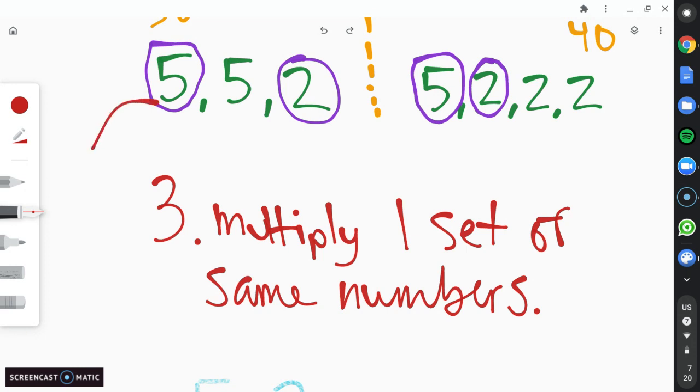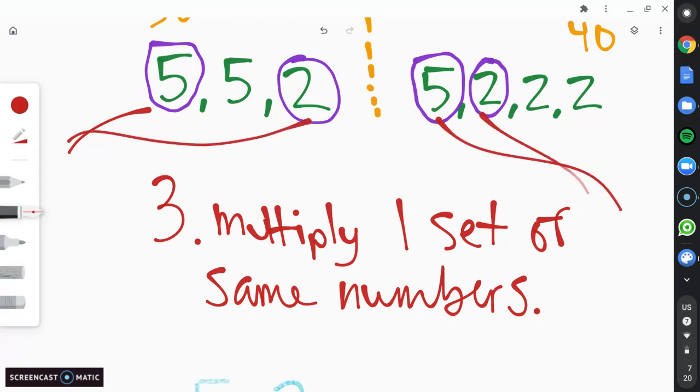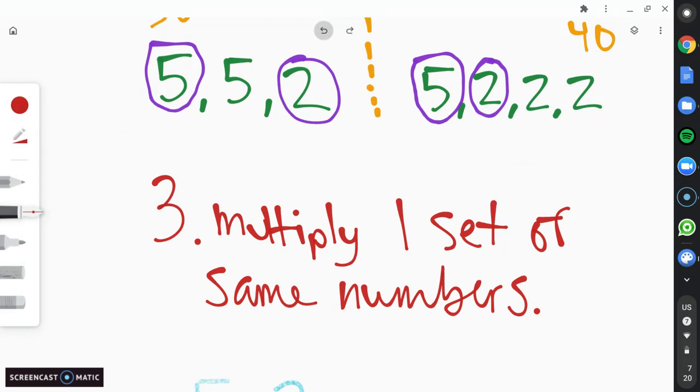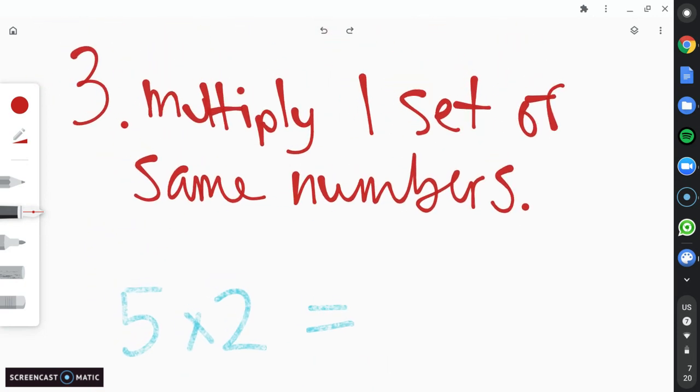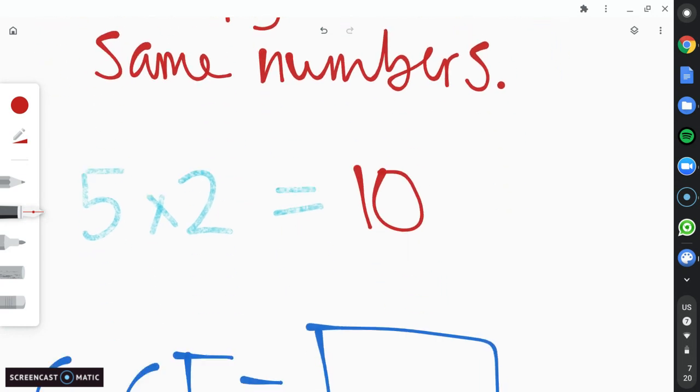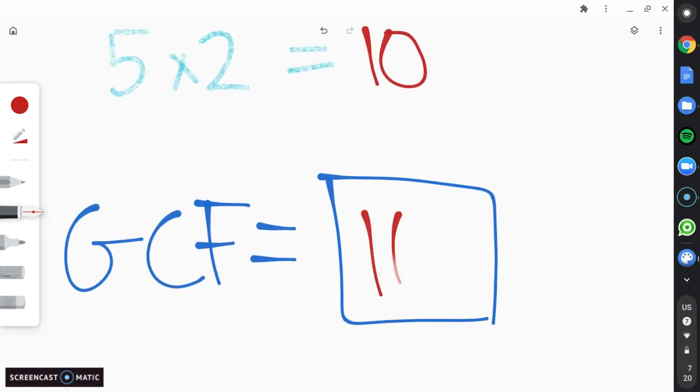All right, we're going to multiply this purple number and that purple number. But it doesn't matter, because 5 times 2 over here is the same thing as 5 times 2 over here, right? So 5 times 2 equals 10. So your greatest common factor is 10.